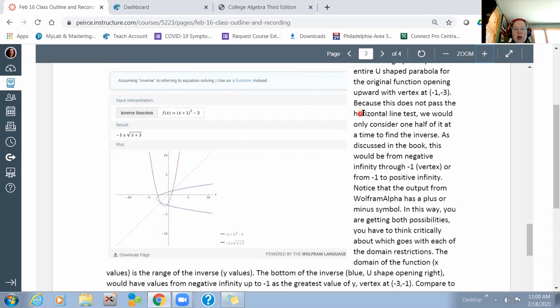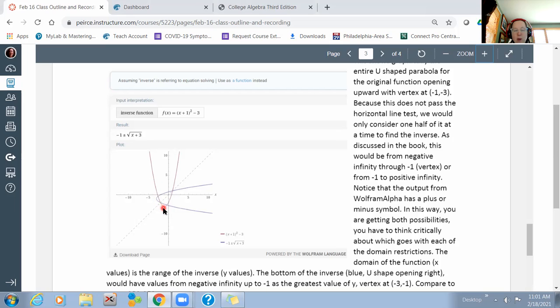So this does not pass what we call the horizontal line test. So in order to talk about its inverse, we would only consider half of it at a time to find the inverse. So we can look at this from x values of negative infinity up to the vertex to get this part on the left side of our upward facing U.